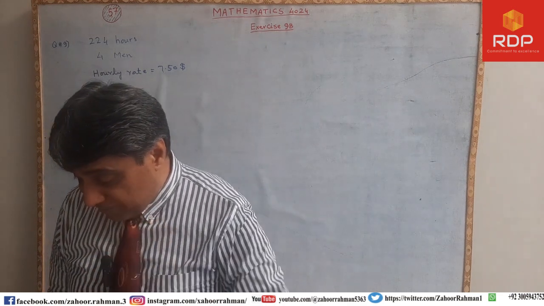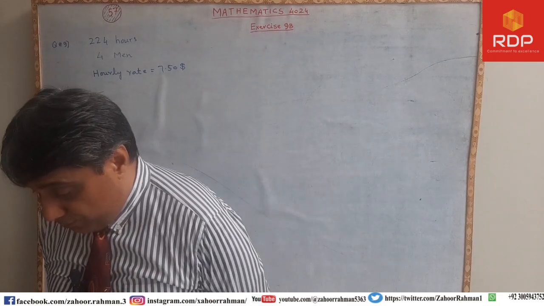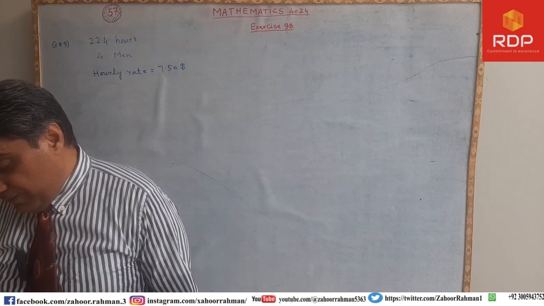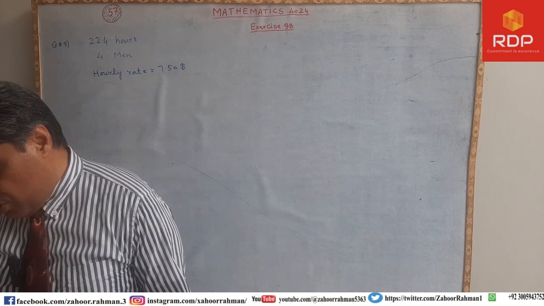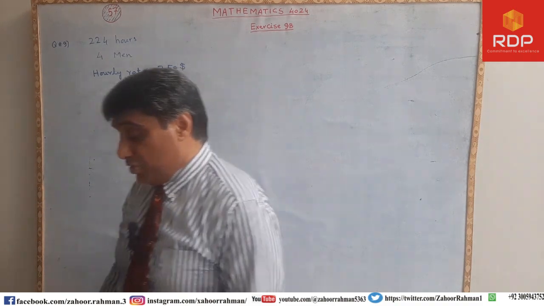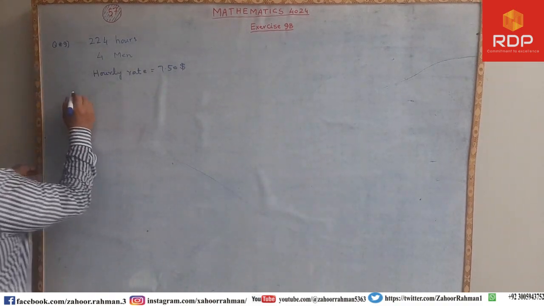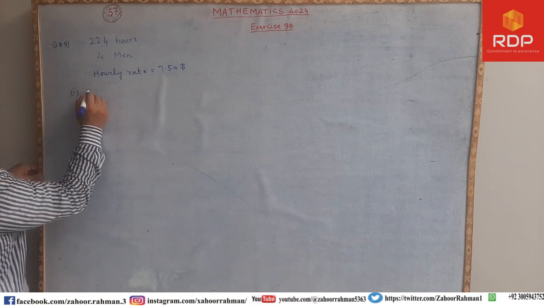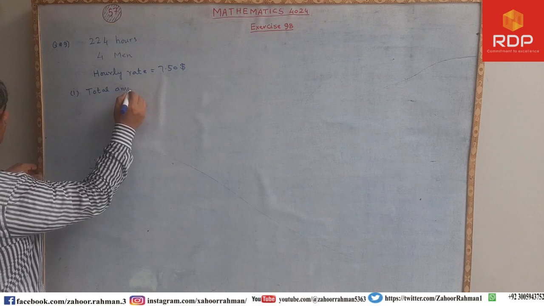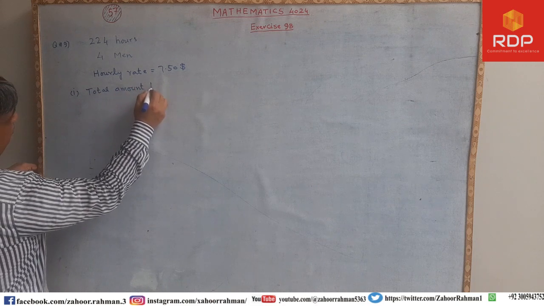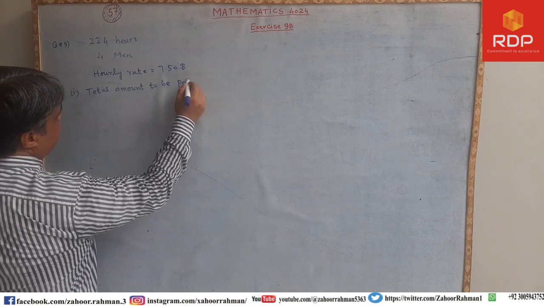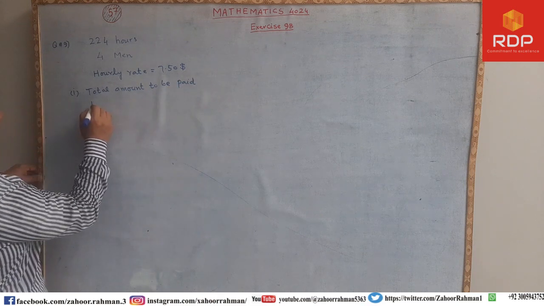Then, if the four men do not work overtime, find the total amount to be paid to the men. Very easy. Total amount to be paid. This is the first part. Total amount to be paid to the men.